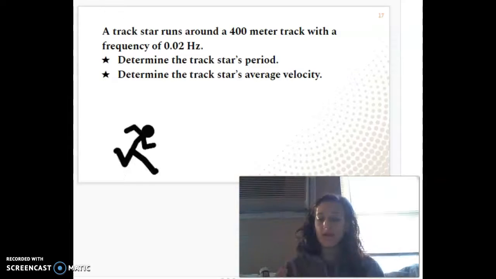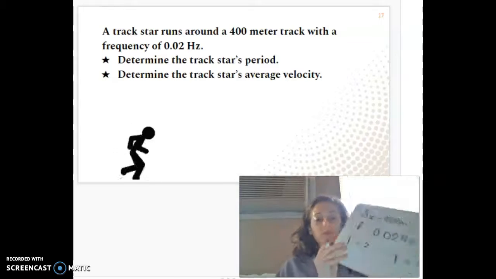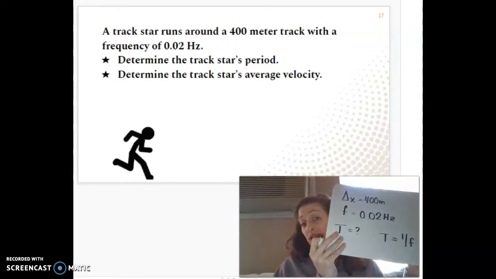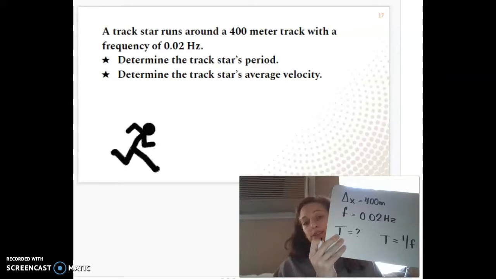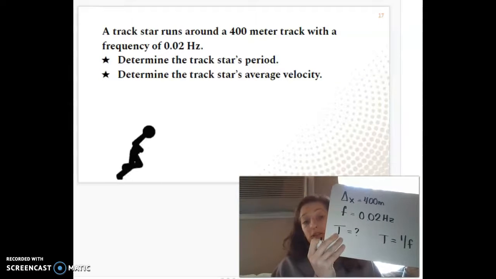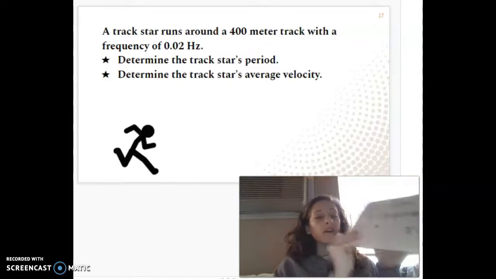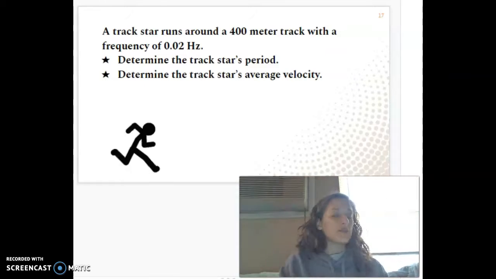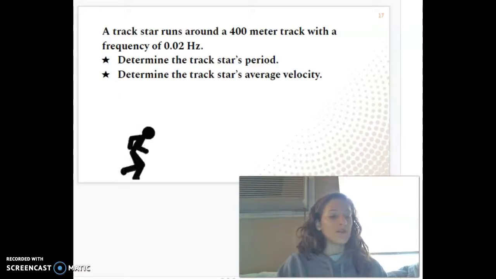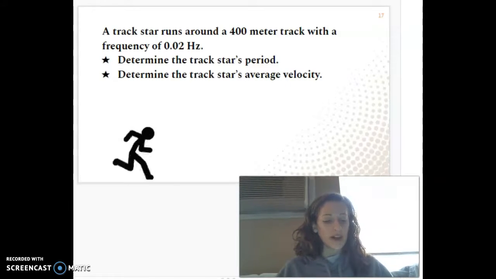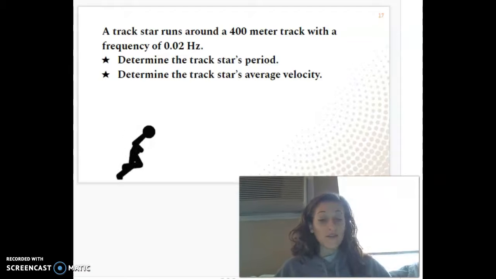Period is equal to 1 over the frequency. So the period for this particular track star is 1 over 0.02 hertz. You can leave it like that or actually figure out what 1 over 0.02 hertz is. If I do that, I get 50. So the period of this track star's movement is 50 what? 50 seconds.